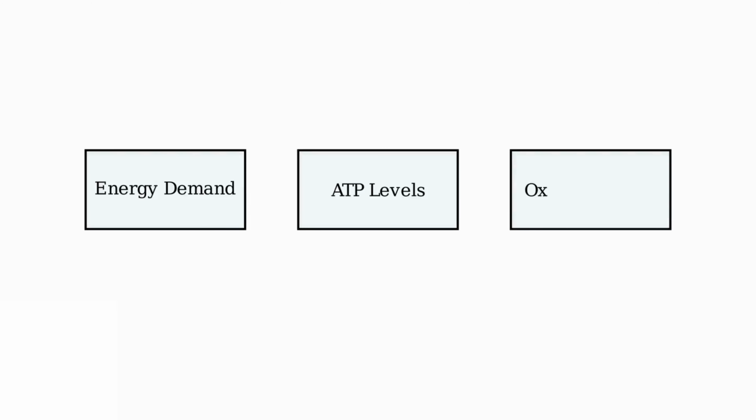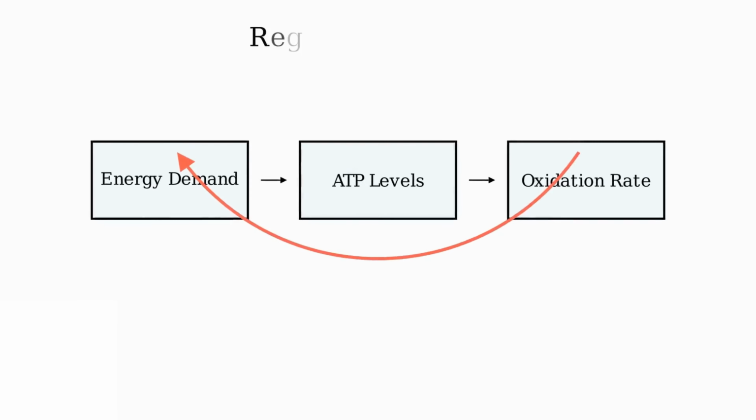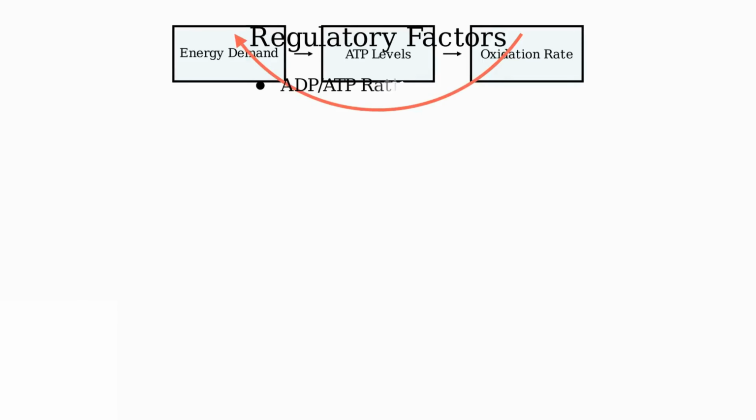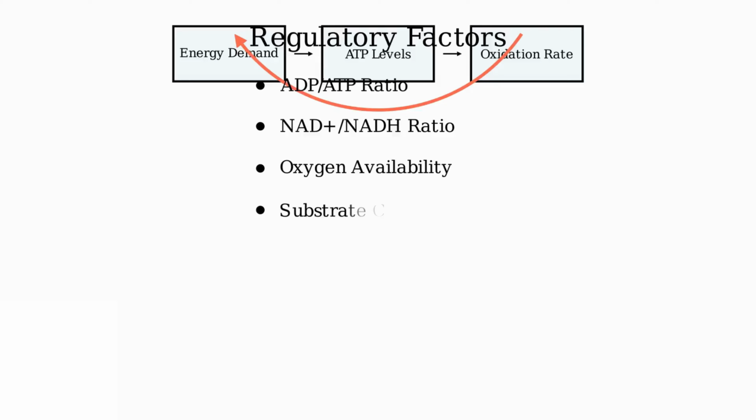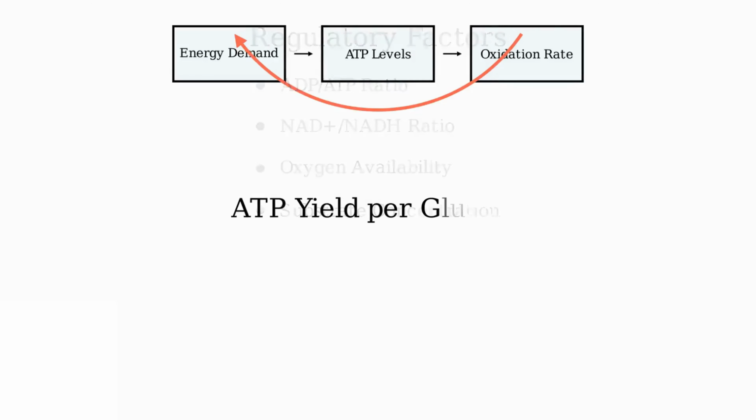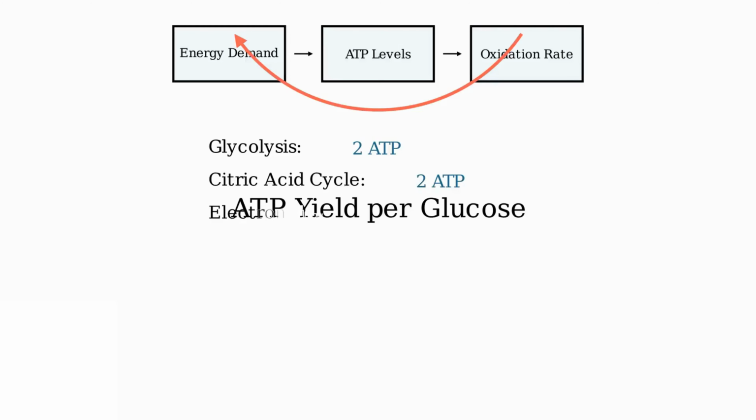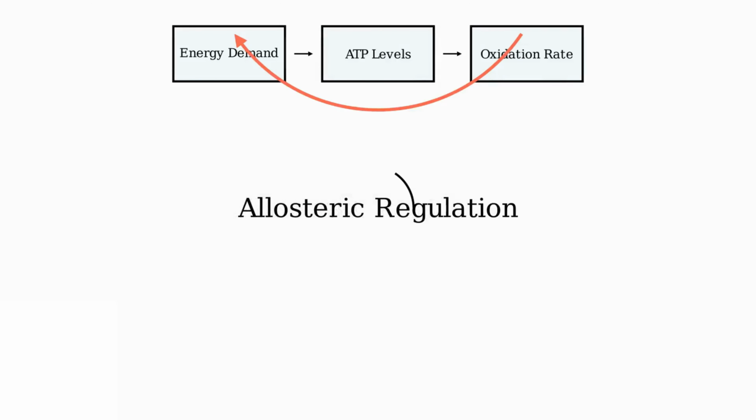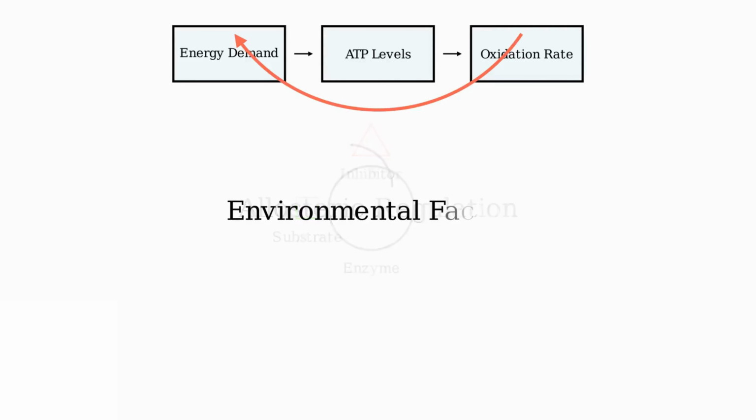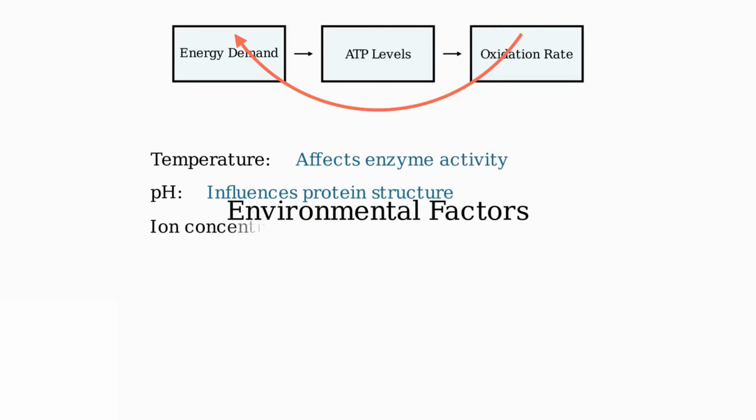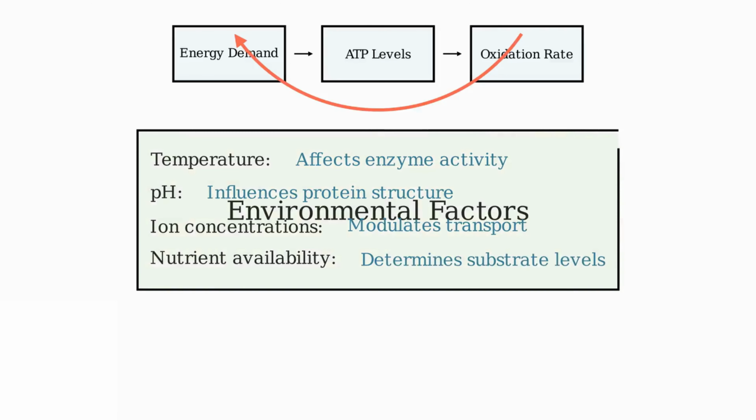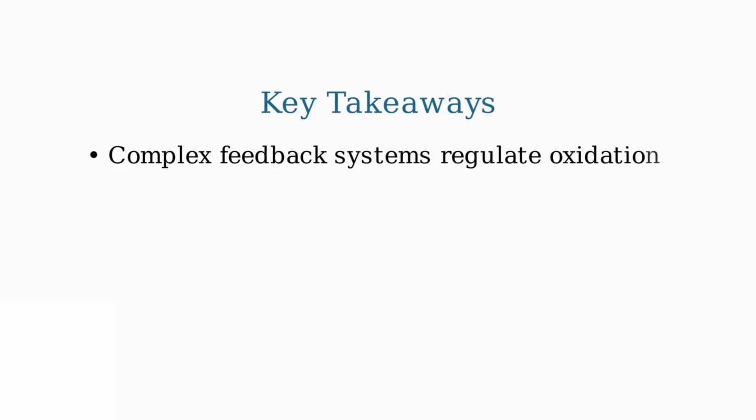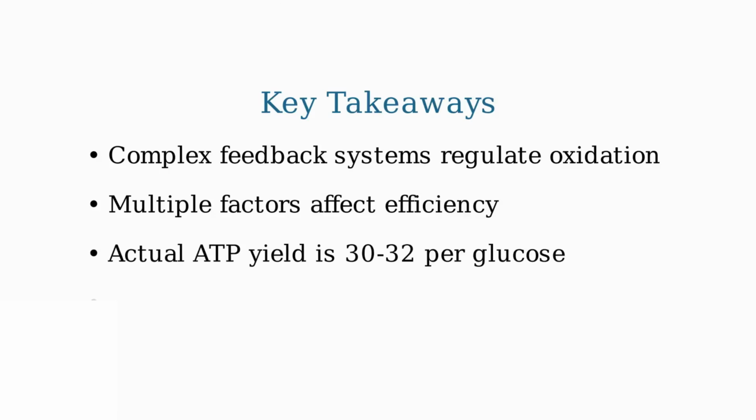Cells carefully regulate biological oxidation through complex feedback mechanisms. Several key factors influence the rate of oxidation and energy production. The efficiency of glucose metabolism can be measured by ATP production at each stage. Allosteric regulation plays a crucial role in controlling metabolic rates. Environmental factors significantly impact the efficiency of biological oxidation. Let's review the key points about regulation and efficiency of biological oxidation.